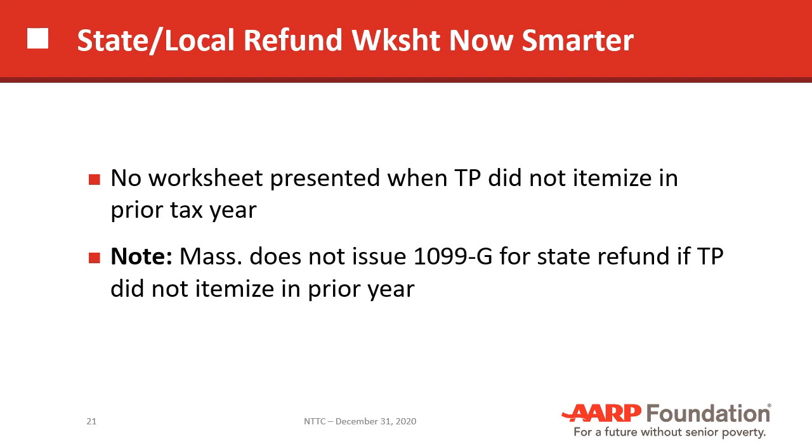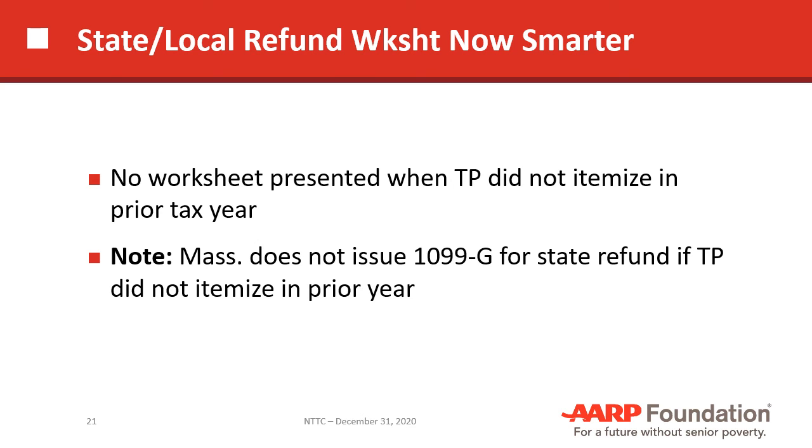The state and local refund worksheet is now much more intelligent than it was in the past. We had the problem where if a taxpayer had a state refund that they received in the current year, it would bring up a worksheet on the current year tax return, but it made no sense for that to happen, because if the taxpayer did not itemize in the prior year, there's no taxability of the state refund in the first place. So now the worksheet is more intelligent, and it knows that if the taxpayer itemized in the prior year, assuming that the same taxpayer is coming back to the same site, it has the knowledge of the prior year tax return, so it uses that knowledge and does not bring up the worksheet.